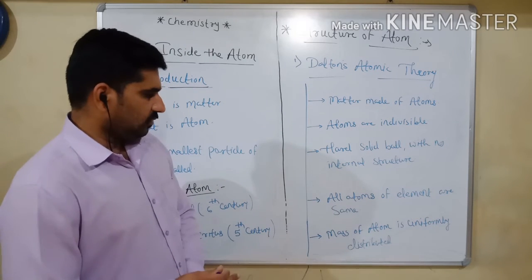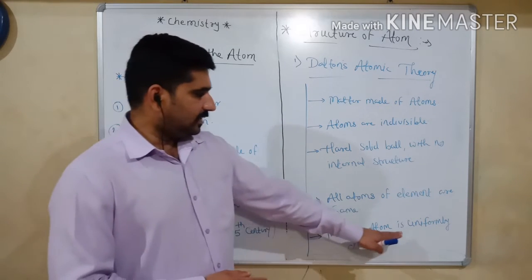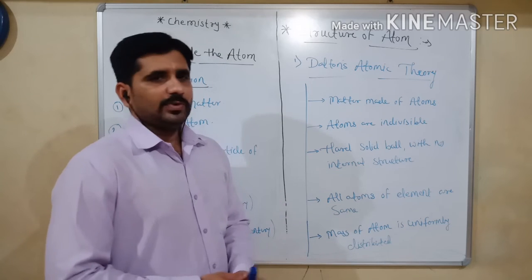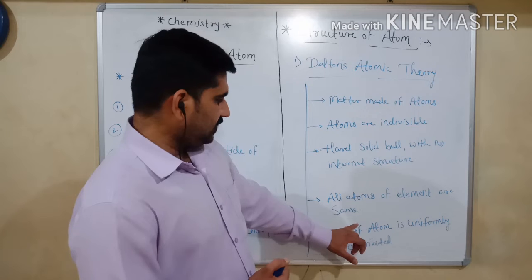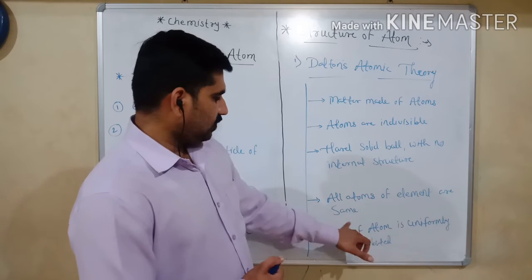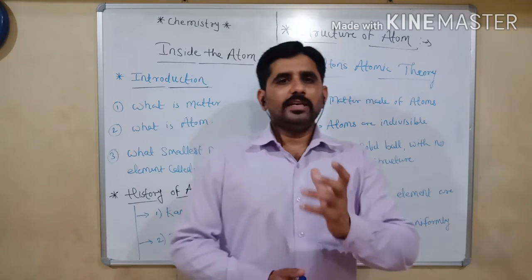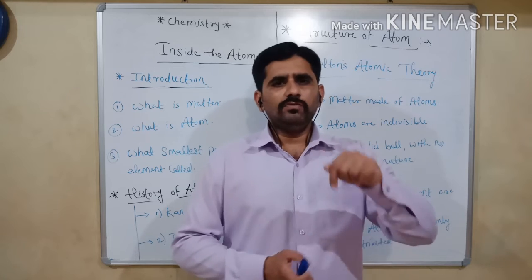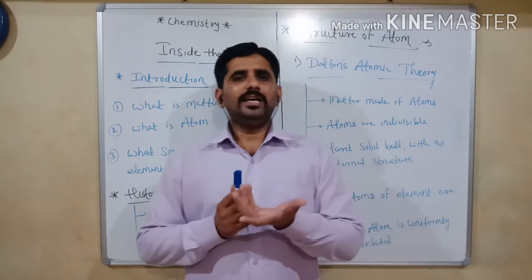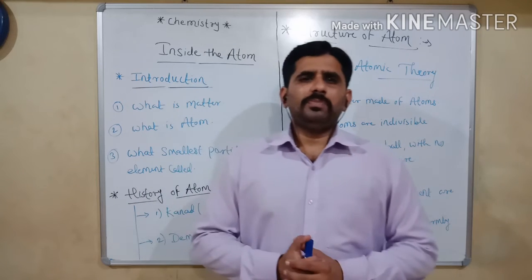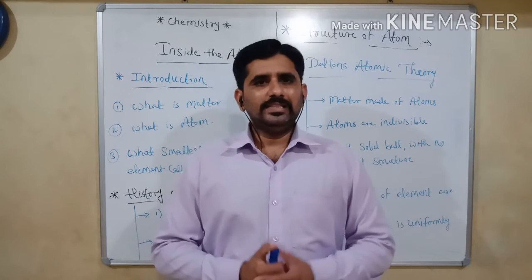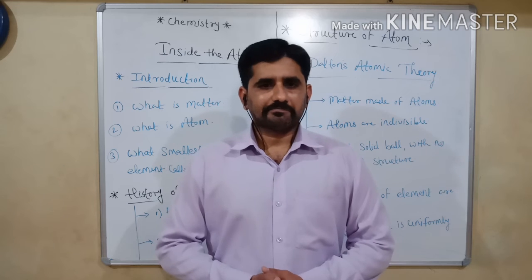The next observation was that the mass of the atom is uniformly distributed. The atoms of an element are the same, and whatever the mass, it is uniformly distributed among all that element's atoms. So this is the concept of the atom given by the scientist John Dalton.